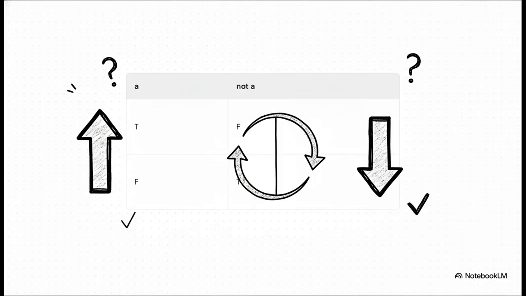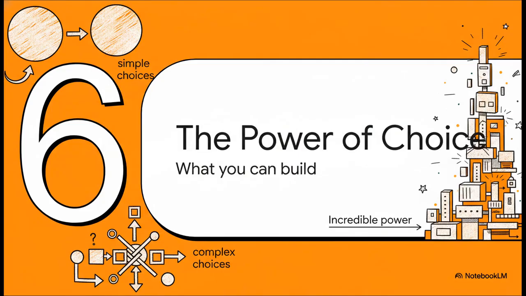And finally, we have the not operator. This one's the easiest of the bunch. It's basically the opposite operator. It just takes whatever Boolean value you give it and flips it on its head. Not true becomes false. Not false becomes true. Simple as that.